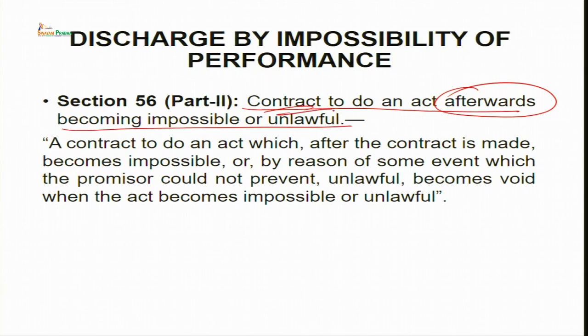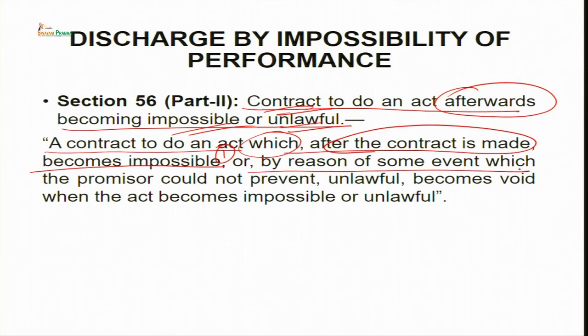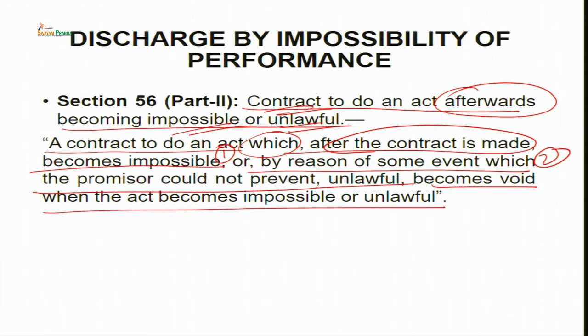That means, why contract? Because when you entered into it, it was a valid contract, an absolutely valid, performable contract. But now the situation is such that due to factual changes or due to change in law, the performance of that obligation under the contract has become impossible. You cannot perform that now, right? It says a contract to do an act which, after the contract is made, becomes impossible, or by reason of some event which the promisor could not prevent, unlawful. It becomes void when the act becomes impossible or unlawful.